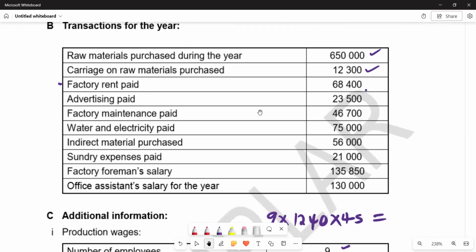You're seeing that after rent, we've got advertising, which is not part of the factory overheads. Remember, it's part of sales. Then we leave it. We go to factory maintenance, which is 46,700. So this one we are not going to allocate.